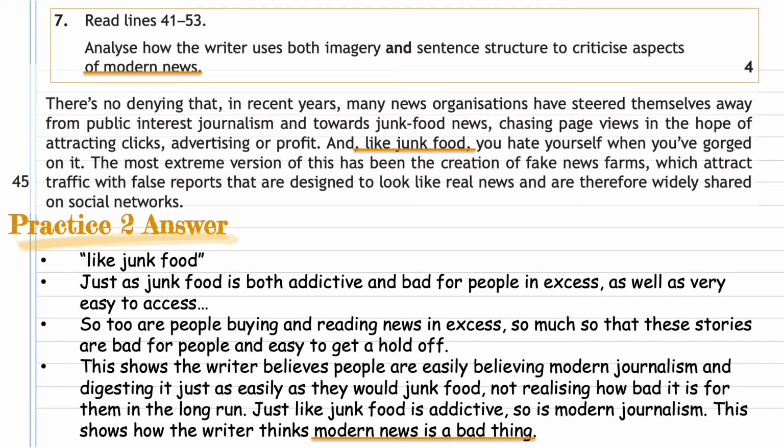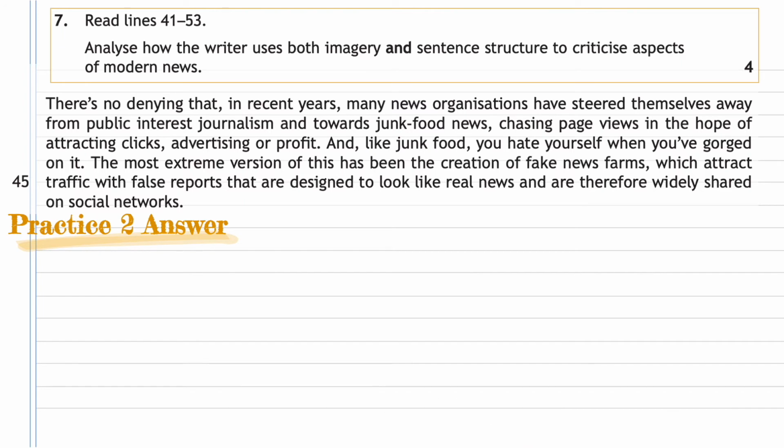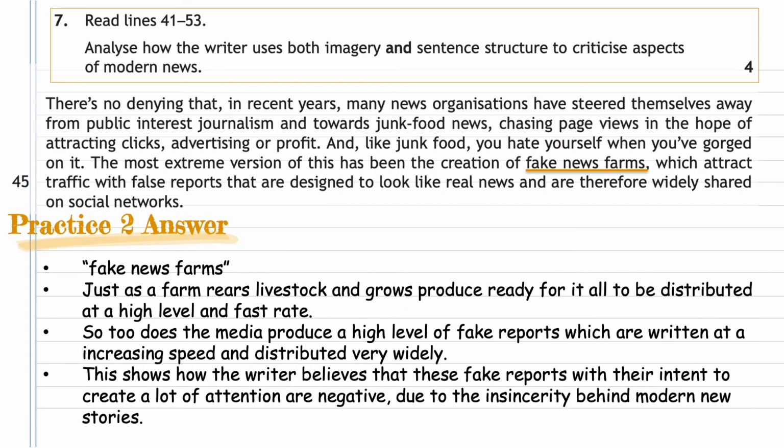Now we're going to go over the second piece of imagery that we've identified in the first paragraph. We highlight the second piece of imagery, which is fake news farms. My answer is, I've quoted, fake news farms. Just as a farm rears livestock and grows produce ready for all to be distributed at a high level and fast rate, so too does the media produce a high level of fake reports which are written at increasing speed and distributed very widely. This shows how the writer believes that these fake reports with their intent to create a lot of attention are negative due to the insincerity behind modern news stories.